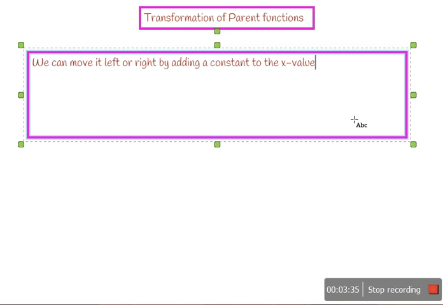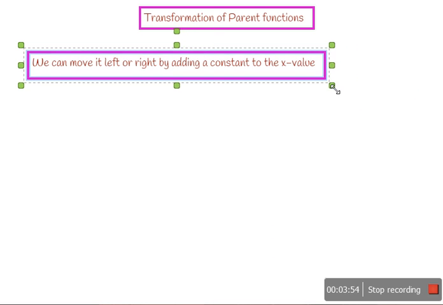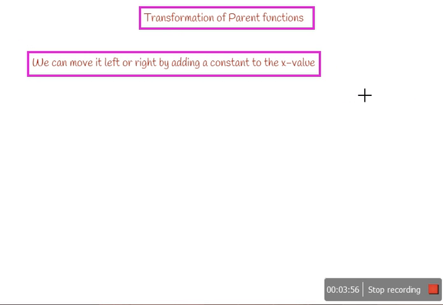So that's the difference I told you, when we do some operation with the x value or the y value. So here, if you want to move the graph left or right, you have to do the operation with the x value. You'll have to add a constant to the x value. Any constant, you can take any positive or negative constant.